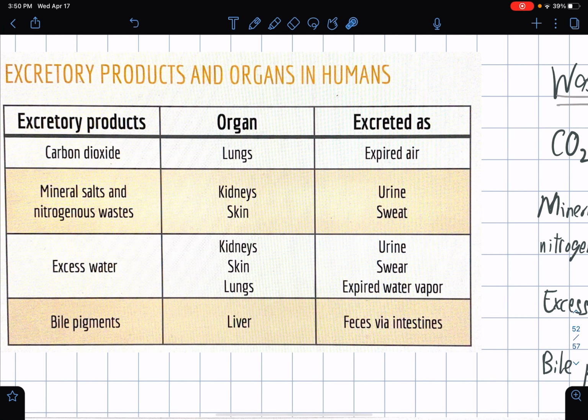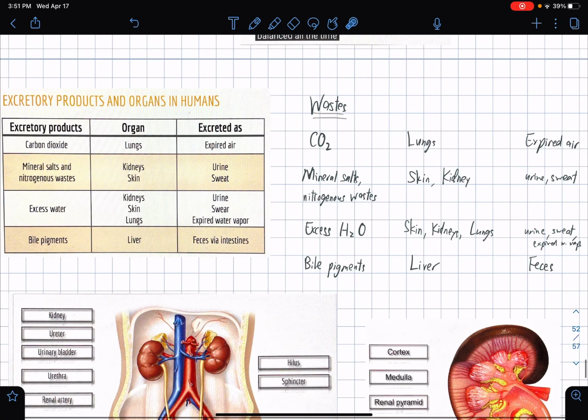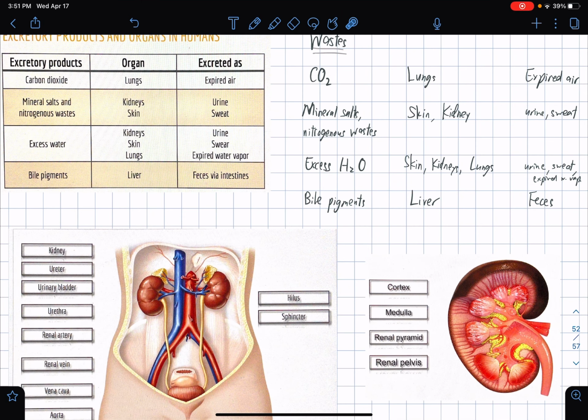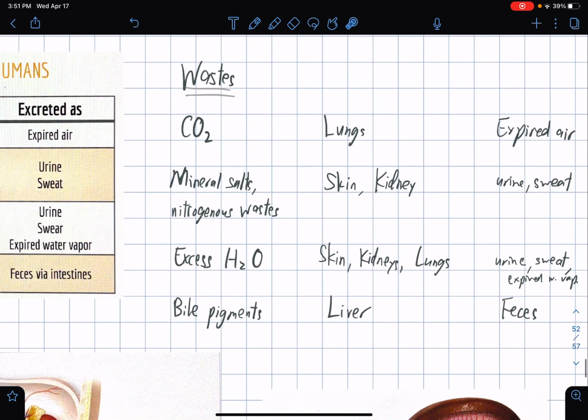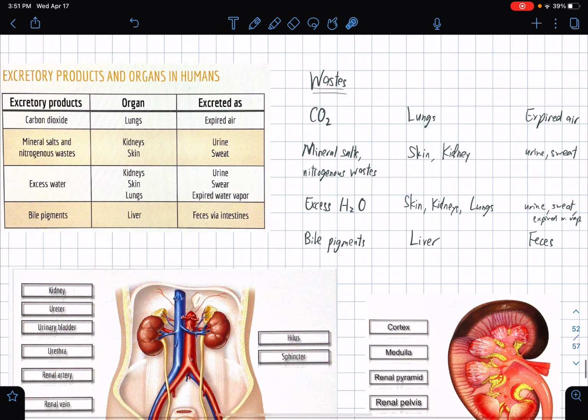How about bile pigments? Bile is made by the gallbladder, but it's transported to the small intestine in order to neutralize the hydrochloric acid that is acidic. For bile pigments, the organ that excretes it is the liver, and it's excreted as feces via the intestines, particularly the large intestines. So what are the wastes? We have CO2, which is basically what I just said.